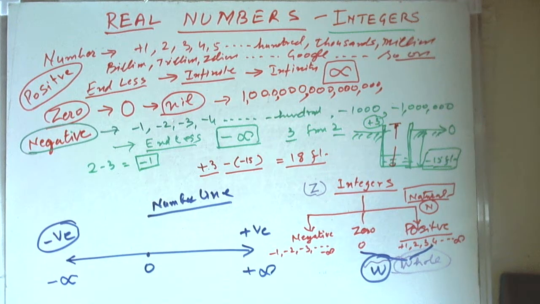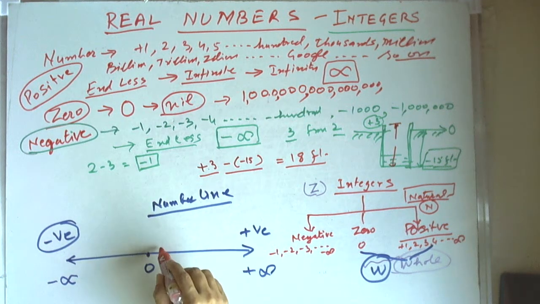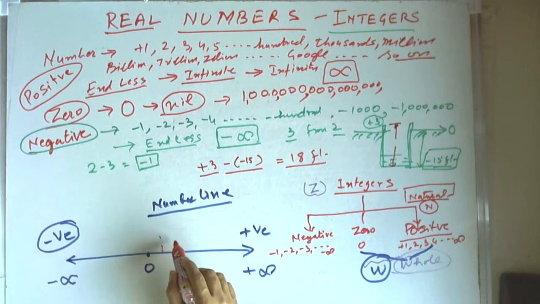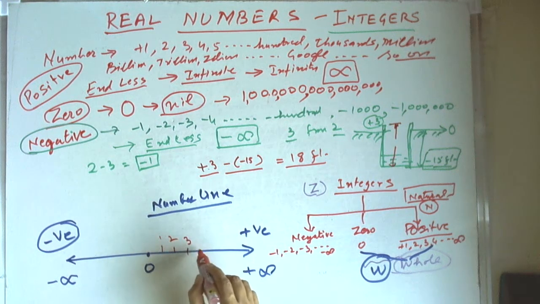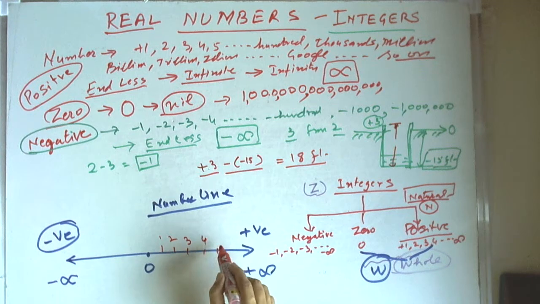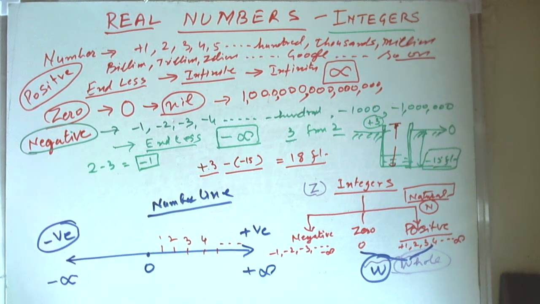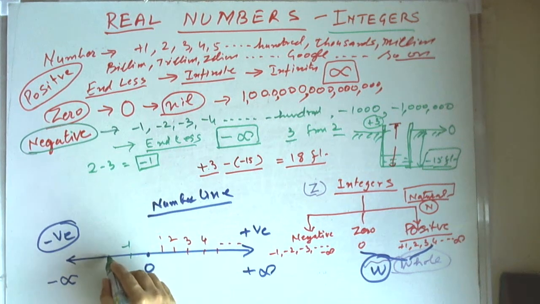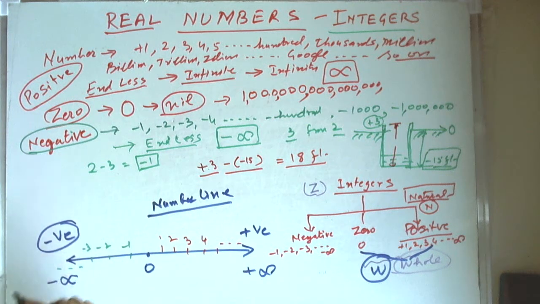And then we have these numbers like 1, 2, 3, 4 and so on. And on the other side we will have numbers like minus 1, minus 2, minus 3 and again so on. Now this graphical representation of numbers on a number line helps us in seeing what the number is.